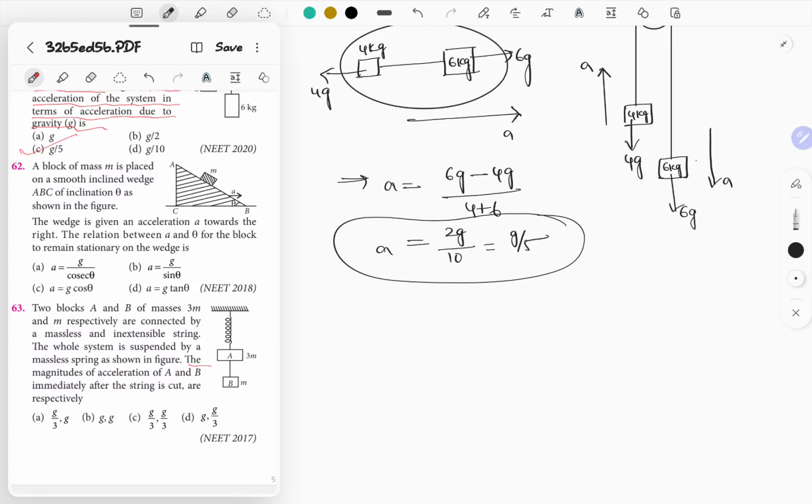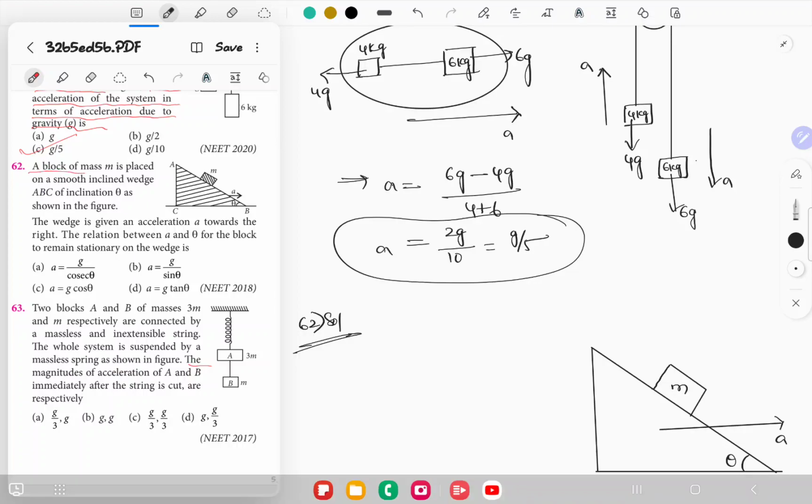So what is the next question they have given? They have given a block, inclined system and a block. Okay, super. Let me place that block on this inclined surface and let's solve what question they're asking. Super. This is how the system is given. Let's say the angle of inclination of this inclined surface is theta and the system is accelerating towards the right with an acceleration a. The mass of this block is m. Question number 62 solution. Okay, let me read it out. A block of mass small m is placed on a smooth inclined wedge ABC of inclination theta as shown in the figure. The wedge is given an acceleration a towards the right.